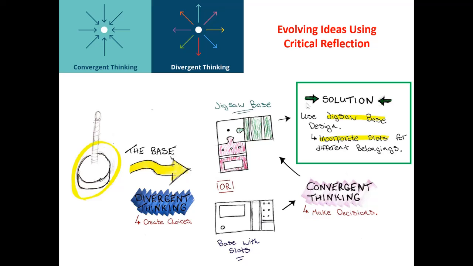Then, when I was coming up with my design, just how I went about making decisions and trying to come up with new things, so evolving my ideas using critical reflection. We're just looking at the base here. So start off with divergent thinking.